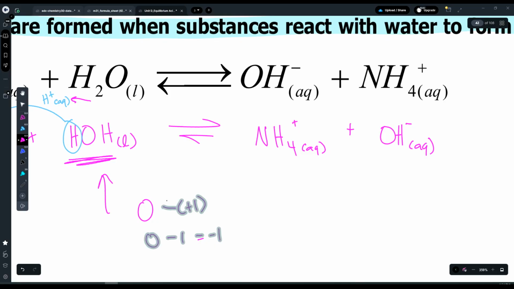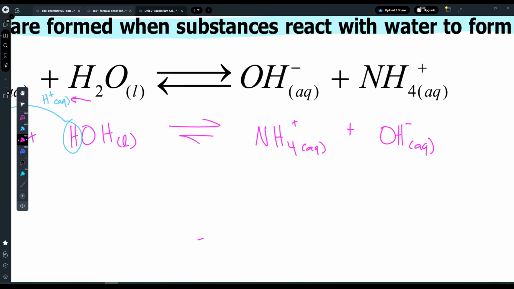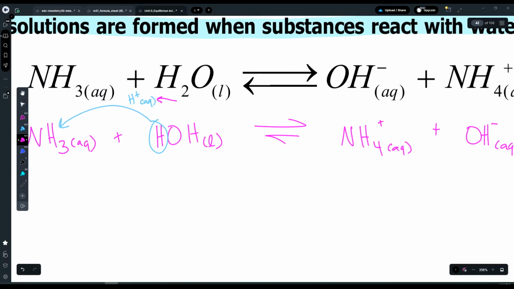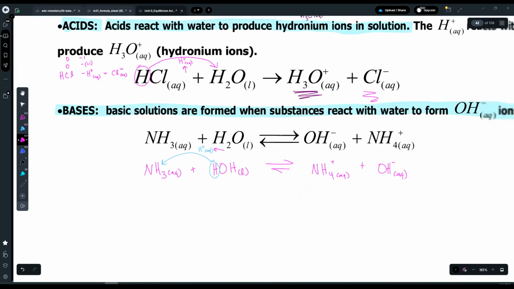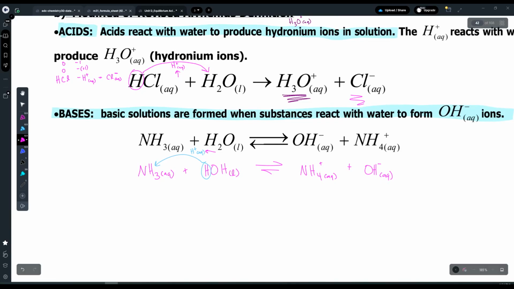So again, you need to be able to predict products and charges for your modified Arrhenius equations with both acids and bases. How you can double check yourself is acids are always going to produce hydronium, so H3O plus ions, and bases are always going to produce hydroxide ions.